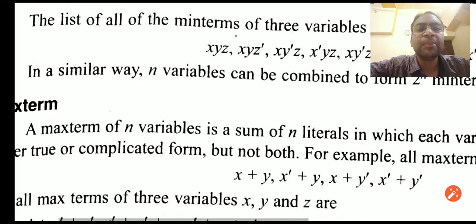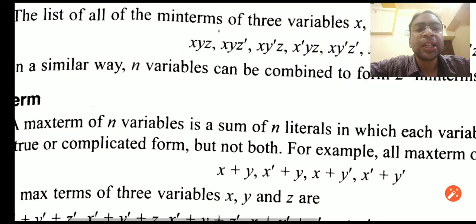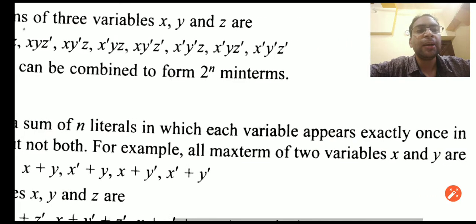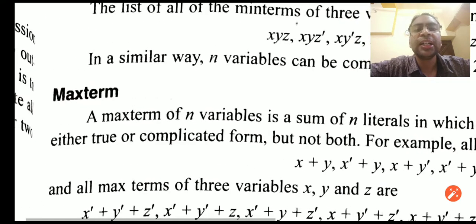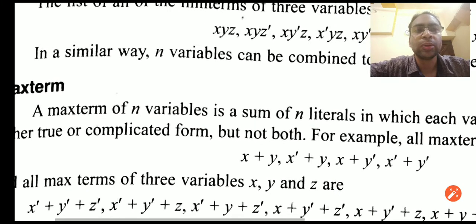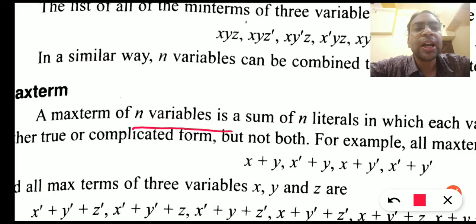Max term. A max term of n variables is a sum of n literals in which each variable appears exactly once, either in true or complemented form, but not in both. So this is a very similar definition to what we have seen in the min term. The only difference is that in the min term we had the product of variables, and in the max term we have the sum of variables, sum of literals.